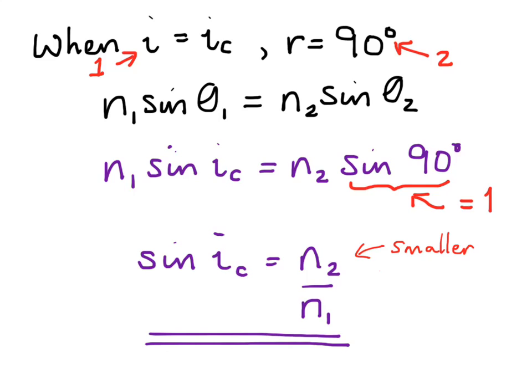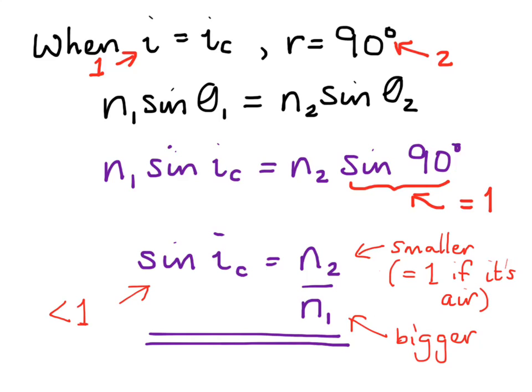Very helpfully on the formula sheet, it does remind you that the smaller number for the refractive index should be on top and the bigger one should be on the bottom, because if you get it wrong you'll end up with a value of sine I which is more than 1, and you can't have a sine that's more than 1, so your calculator will tell you you've got an error. So sine IC must be less than 1.